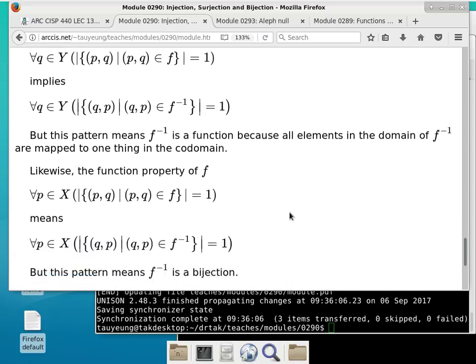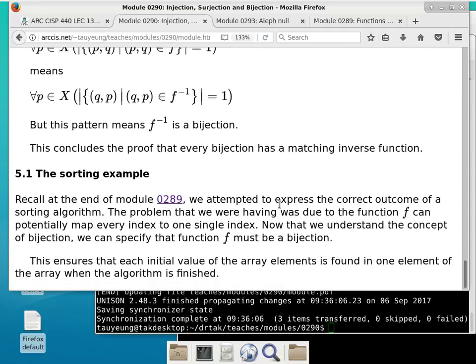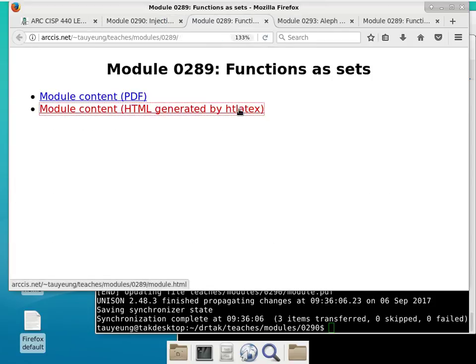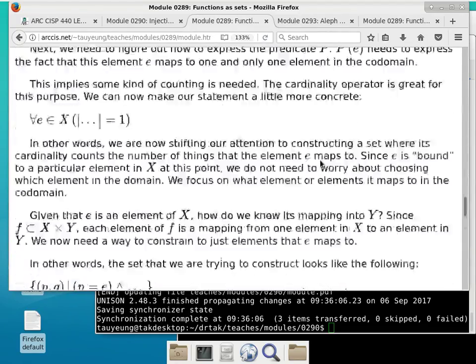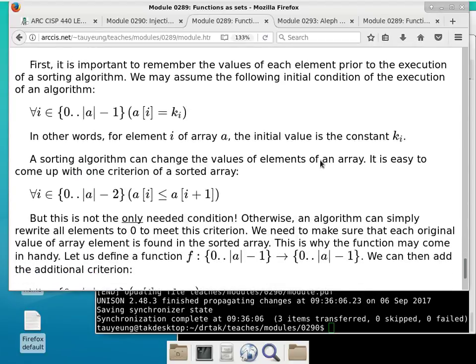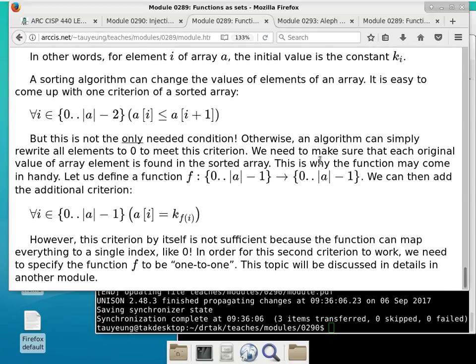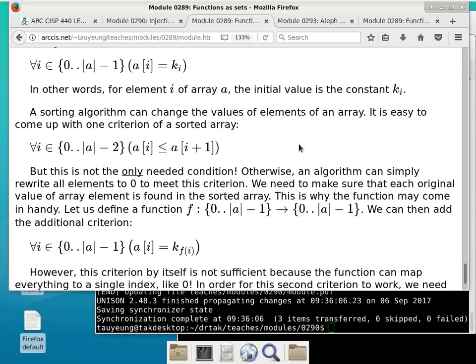Okay, all right. So we're getting back to the sorting example in module 289. I'm not sure how many of you remember that one. But at the very end of this particular module, we talk about how do we define an algorithm that is actually a sorting algorithm. And one of the things that we want to express is this part here. Okay, so we are basically trying to express, okay, what does it mean when we say that this algorithm is a sorting algorithm and it's doing it correctly? Efficiency is not even important in this case. I'm only concerned about the correctness of the sorting algorithm.